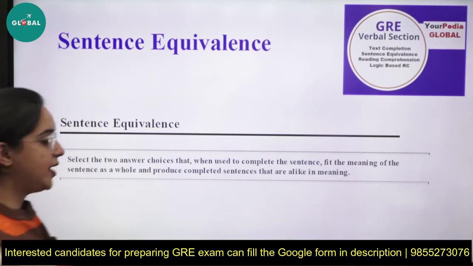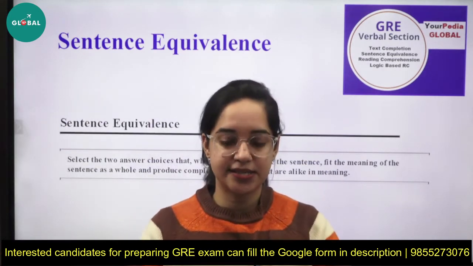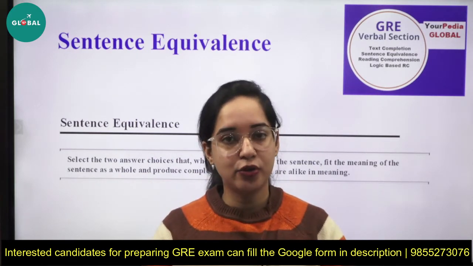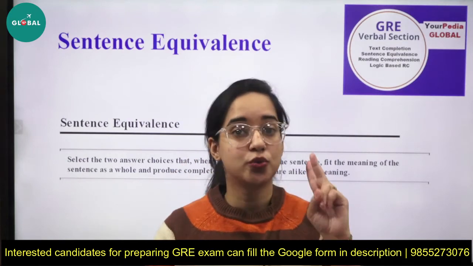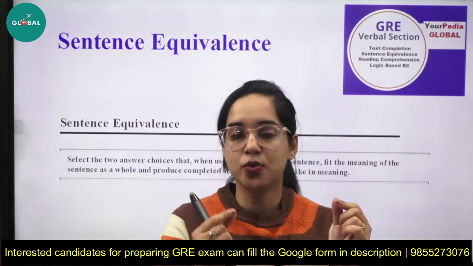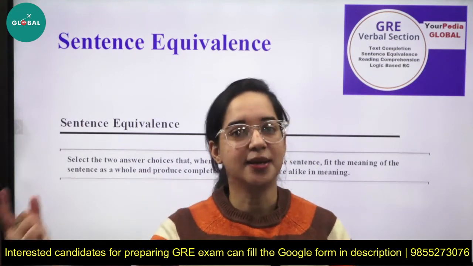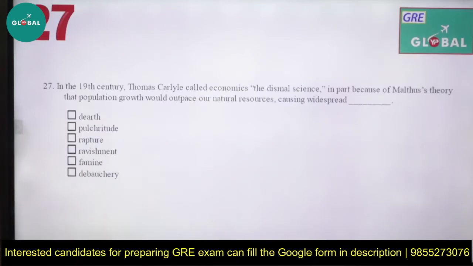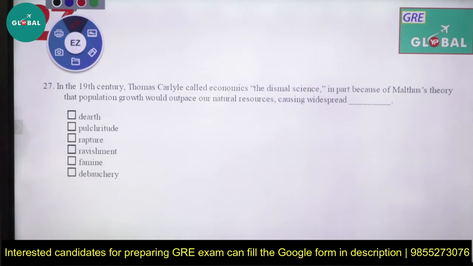Now, for the ones who are unaware, what do we mean by sentence equivalence? A complete statement is given where a blank is left for you, and you are given 6 options, out of which 2 are the right ones, and those 2 are actually synonyms of one another, and you have to put them in the blank. So it's very simple. Now, how to solve it? Let's start with the sentence equivalence exercise.